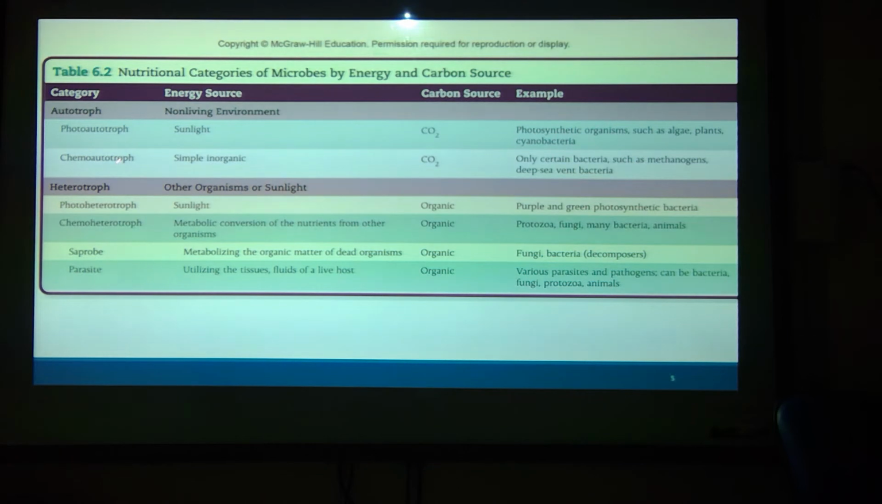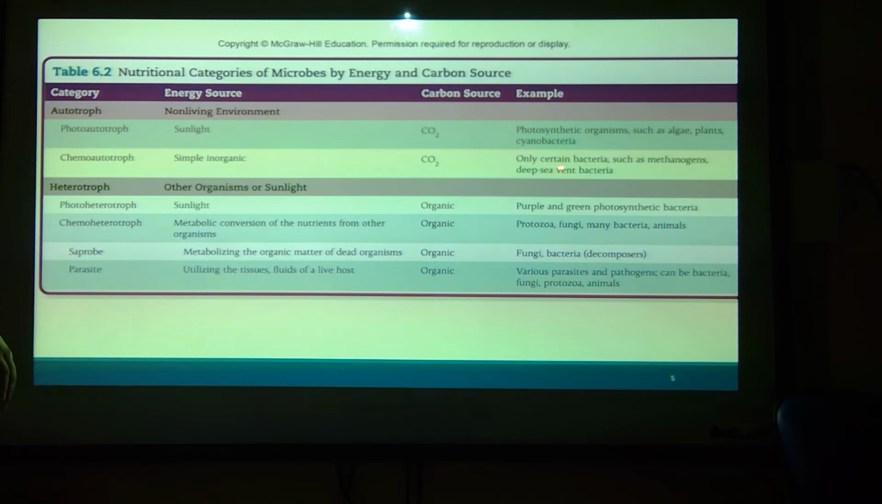Now, a chemoautotroph. Remember, chemo is chemical. So, as far as an energy source, it would be simple inorganic compounds. Okay, so it would be literally a chemical, chemo, that they're getting their energy source from, but they are still getting that carbon source from CO2 from the air.